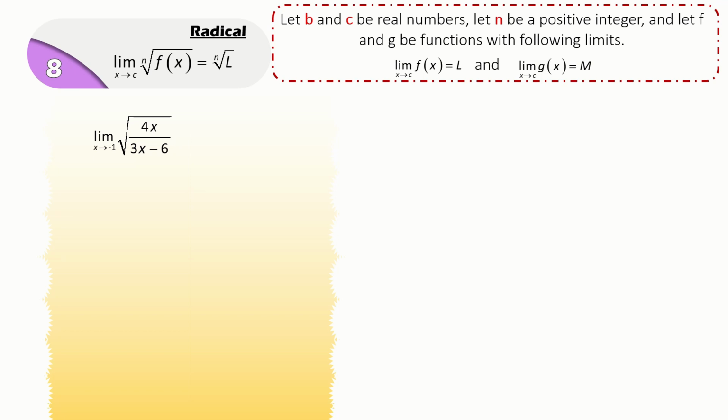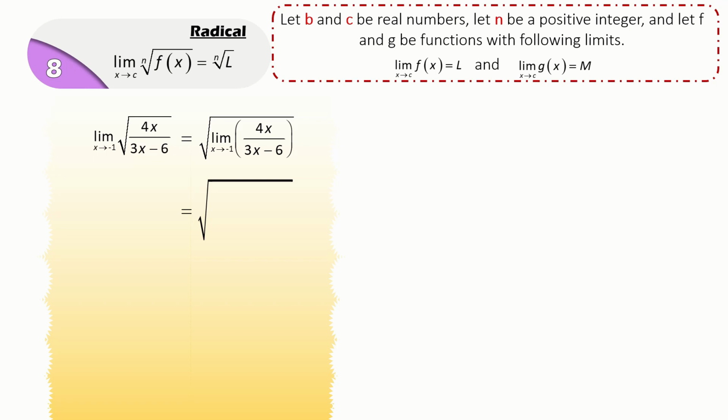Last example. What is the limit of the square root of the quotient of 4x and the difference of 3x and 6? I'll give you 5 seconds to think whether to pause this video and give it a try or continue the video. By applying the radical property, take the square root of the limit of the quotient of 4x and the difference of 3x and 6. In this example, the inside function is the entire quotient of 4x and the difference of 3x and 6. We write the square root and take the limit using the quotient property.